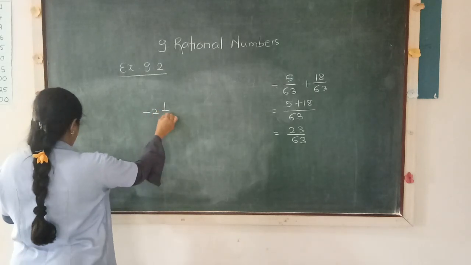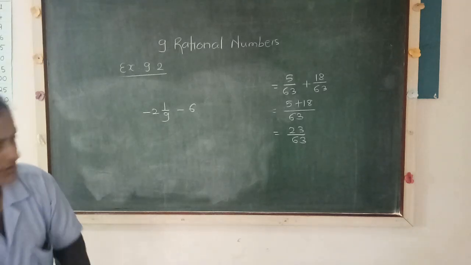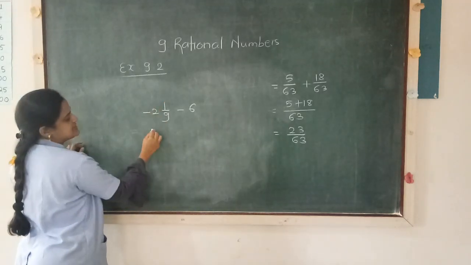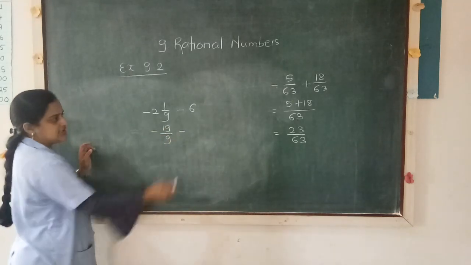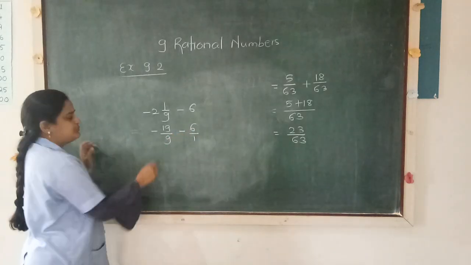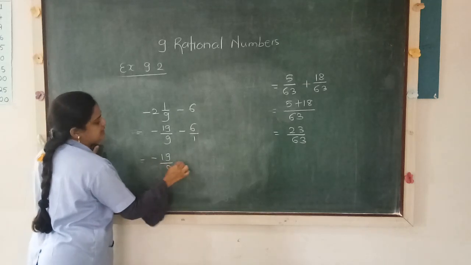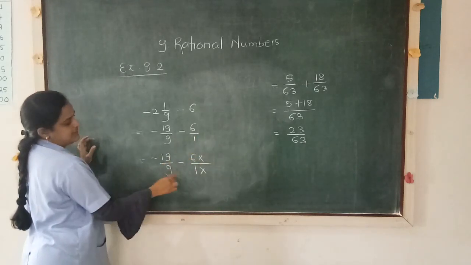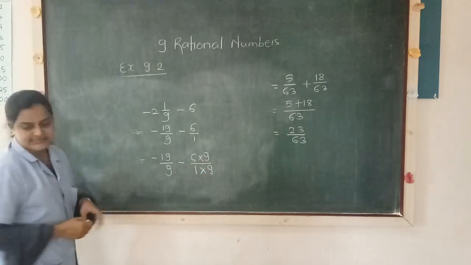Minus 2 integer 1 upon 9 minus 6 they have said. How to do it now? See. First I will convert this. 9 twos are 18 plus 1 is 19. Minus 19 upon 9 minus, what is 6? Can I write 6 as 6 upon 1? I want to make the denominators equal. So now simply I will multiply this denominator by 9. Okay, I will get them same.